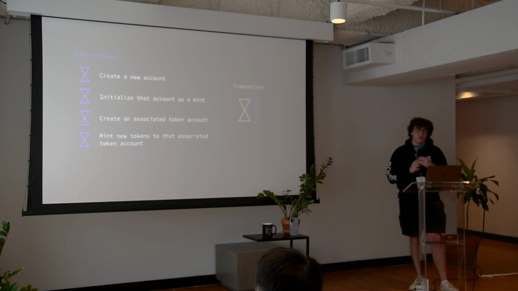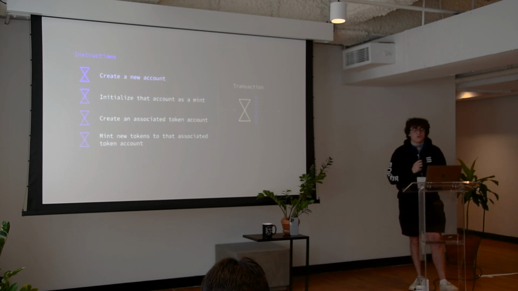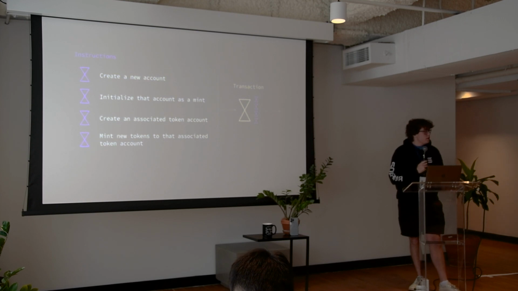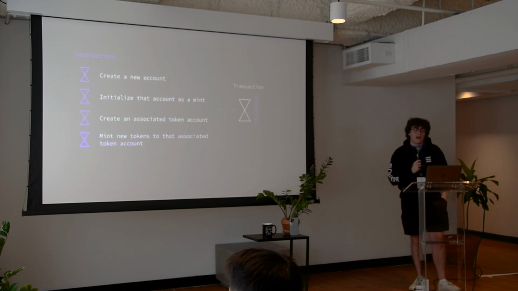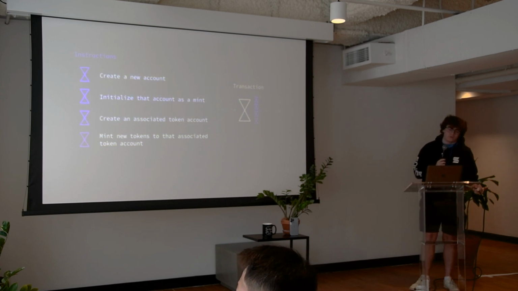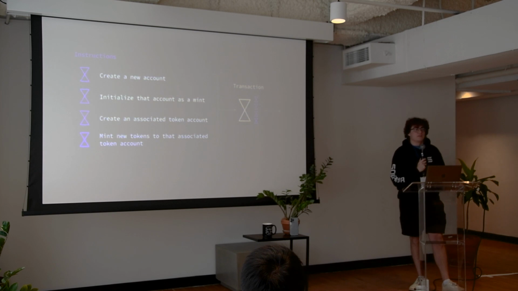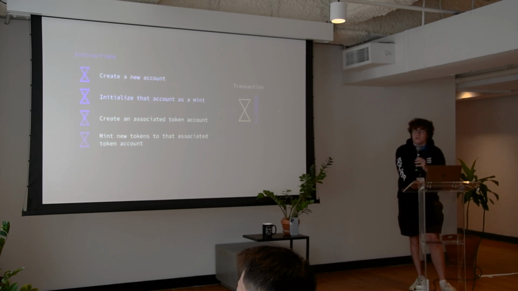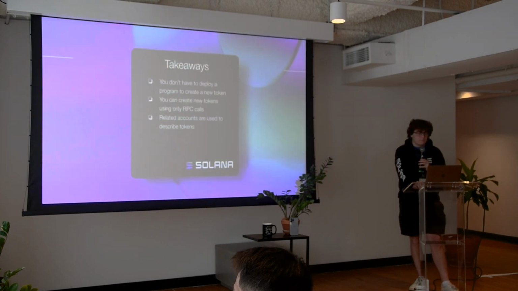So as long as you put these 4 transactions in order and send them to the network in some way, you can create a token without writing any Rust or C or C++ or what have you, and without deploying any smart contracts. So you can do this in JavaScript or Python or any language you like, as long as you can make RPC calls to an RPC provider. So this is pretty unique compared to some other chains.